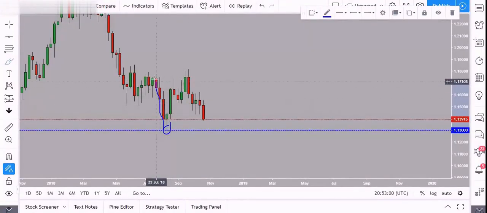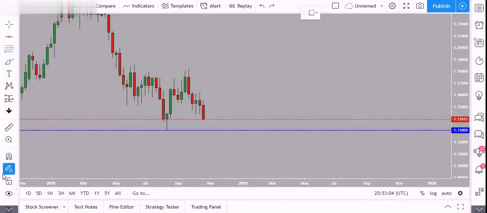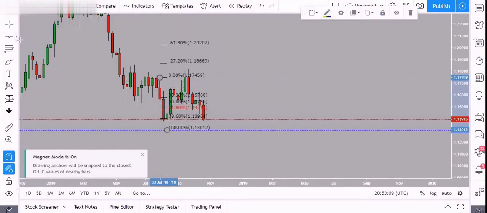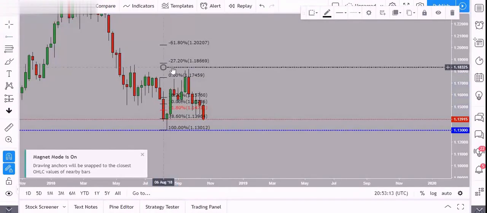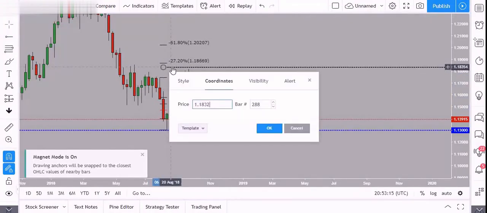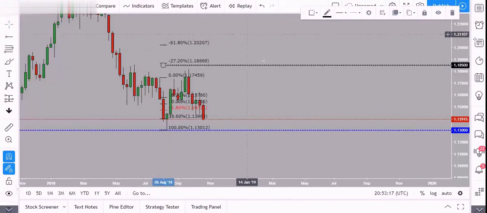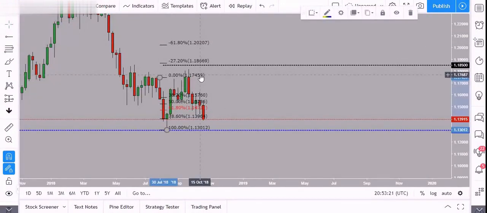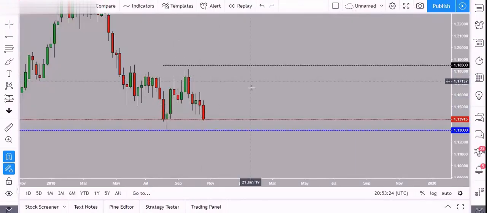I have red, red, red, red, red, one green, this is the high. Let's use fib, let's see what happened. Taking low, taking the high, I have minus 27 on 1.1866. It means I need to use 1850. Simple as that. Previous leg, possible target 1.1850. That's it until now.